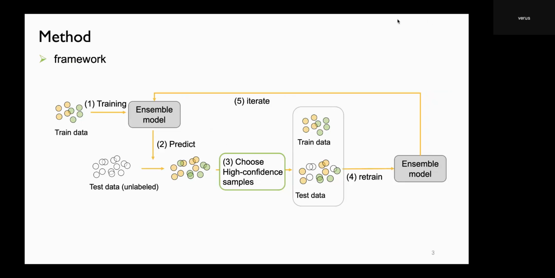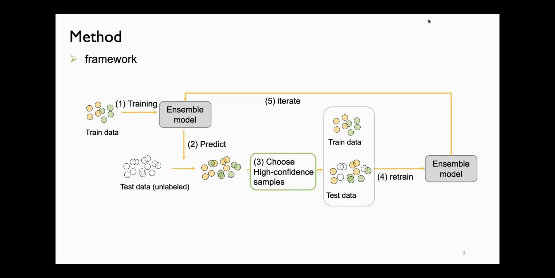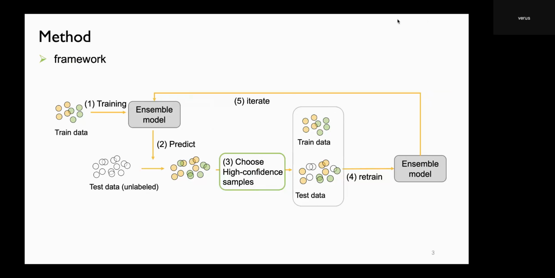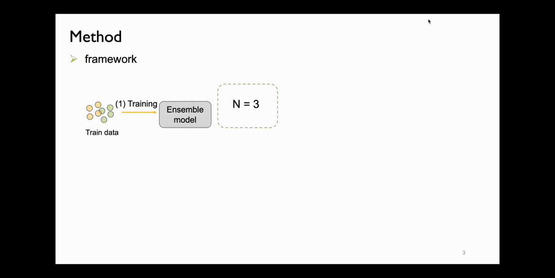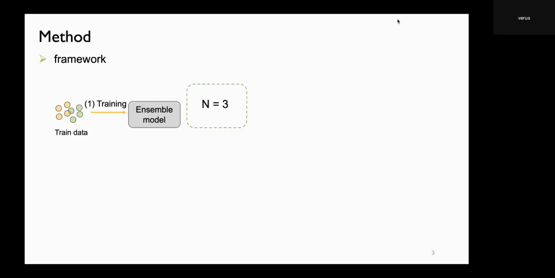This image shows the overview of our iterative transductive ensemble learning method, and I'll introduce it step by step. Step 1. We use all the training data to get initial ensemble models. In the experiment setting, we train 3 models with the same architecture.